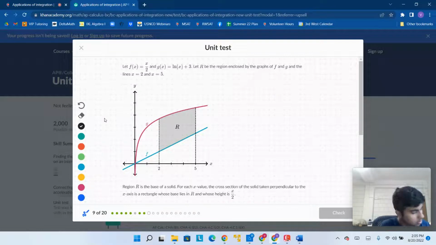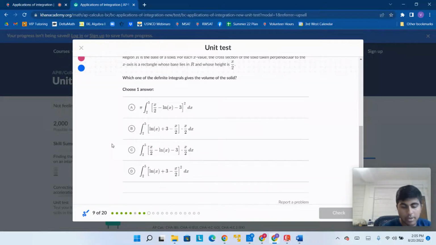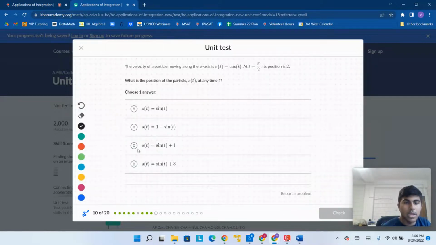Okay? So the integral from 2 to 5 of ln x plus 3 minus 0.5x, multiplied by 0.5x, dx. Actually, you don't even need to find out what it is because that's just for the integral. You don't have a pi because you're not doing a circle or something. You don't need pi, but you do have the integral from 2 to 5 of ln x plus 3 minus pi over 2. It's not squared, but it's times pi x over 2. So that's our answer, and we can move on.